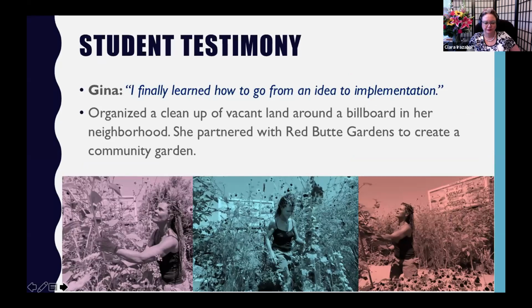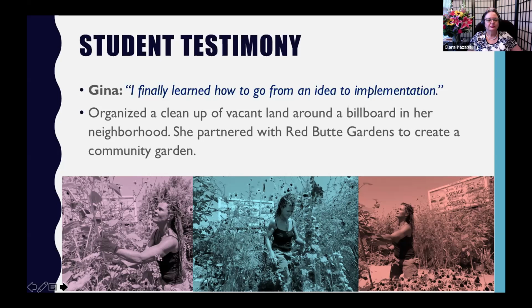Here is an example of what a student did. There are these billboards. There's a company that put these up, and they're on vacant lots. So she organized to make them into a garden. And she did this with her neighbors.